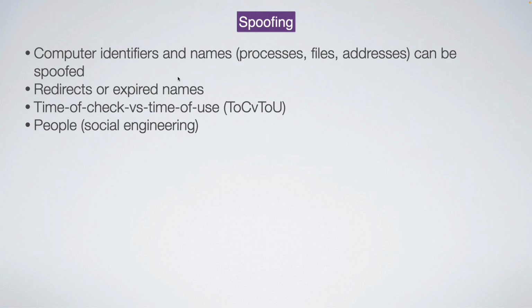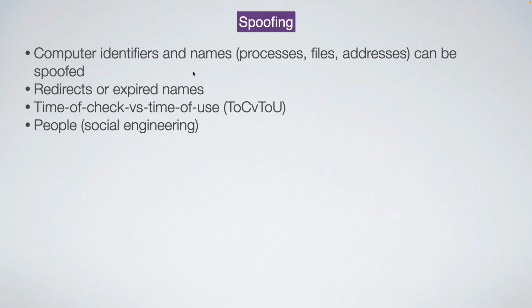Okay, so spoofing is basically lying about who you are. Now who you are might be a computer, it might be a process, it might be a file, a file name, that type of thing. It might be an address. So I call you up and I change the caller ID so it looks like the prime minister's calling you or something like that. So that's spoofing.